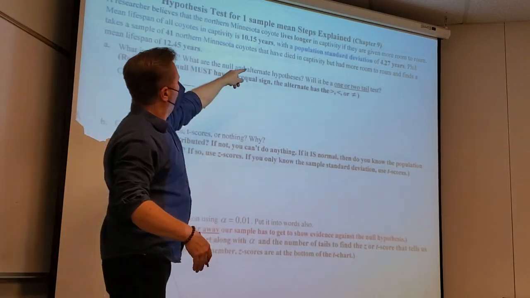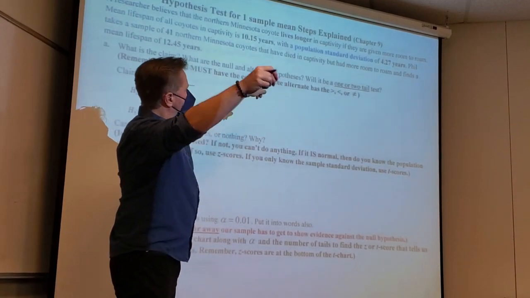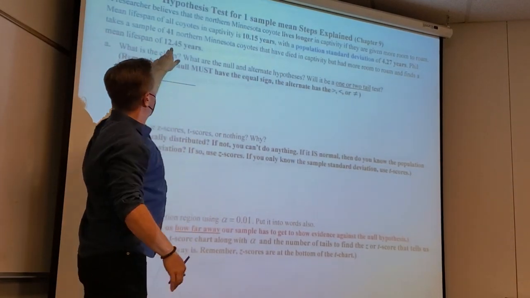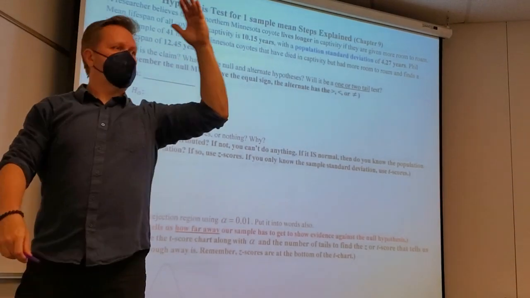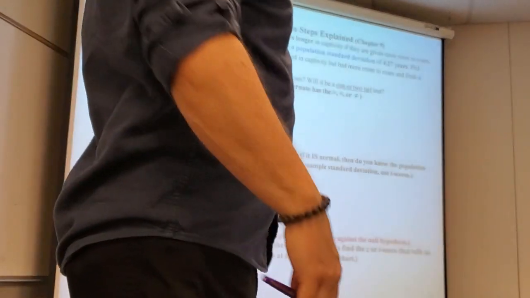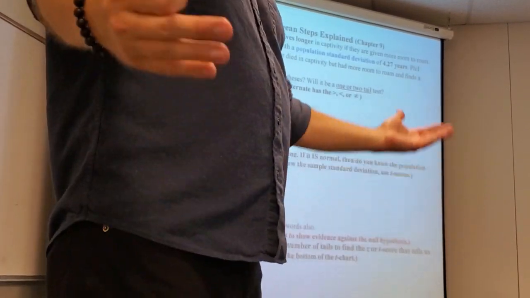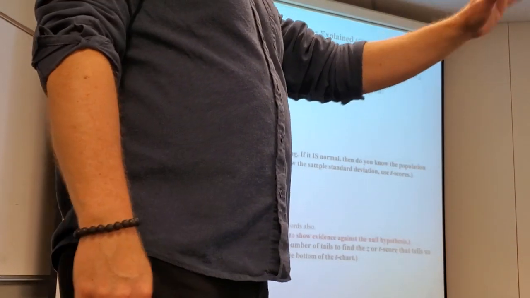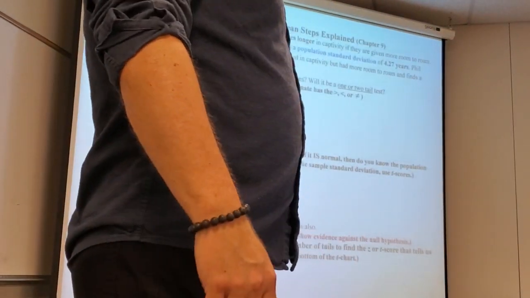He takes a sample of coyotes that died, but they had more room, and he finds a lifespan of 12.45 years. Can we just stop right there? Well, isn't 12.45 bigger than 10.15? Yeah. So can we just go, screw your 5 steps, Jeff. It's bigger. Leave me alone.